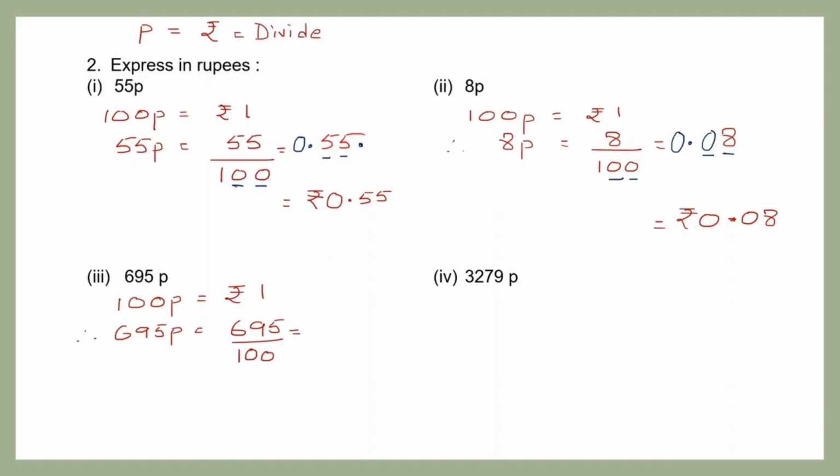Then I'm going to write 695 as a whole number. Look at my denominator, which has 2 zeros. Move my point 2 places to the left and my point comes here. So what is my final answer? 6.95, and I have converted this to rupees. So I've converted question 3, which is 695 paise, to 6 rupees 95 paise.